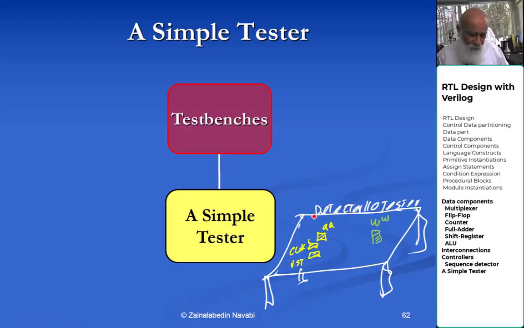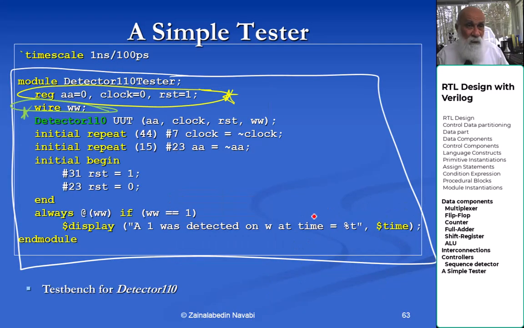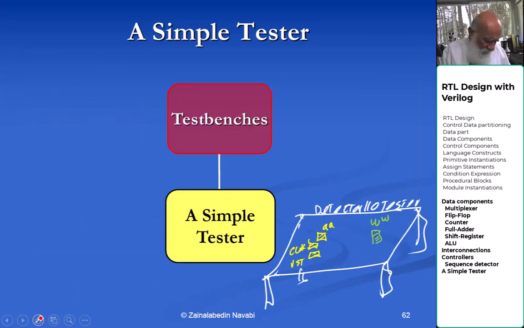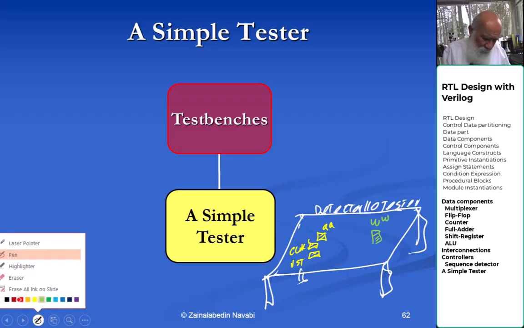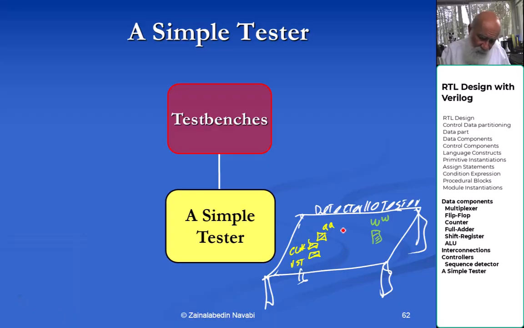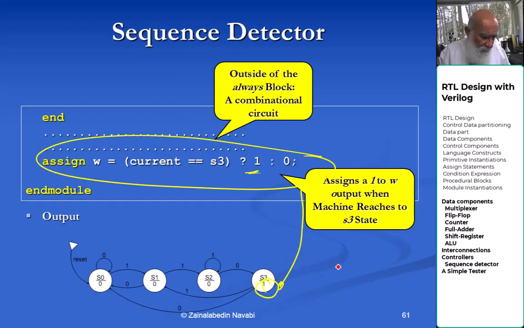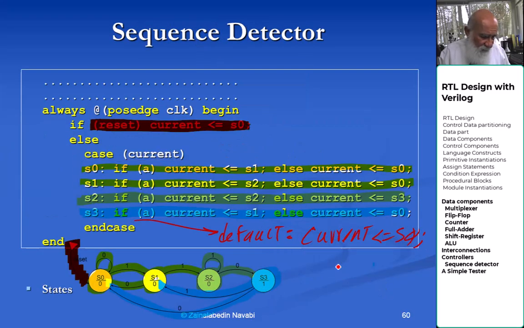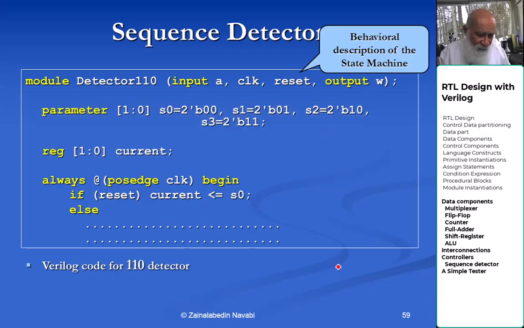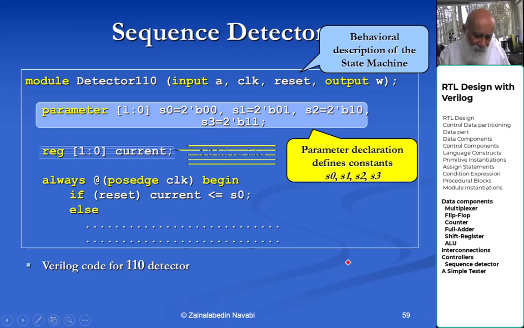Next, what I want to do is to instantiate or bring in the circuit that I want to test. Okay, so I go and grab my circuit. Now my circuit has different signal names. It has an A, it has a, let's go back here and see what are the names of the ports of my signal: A, CLK, reset, and W.